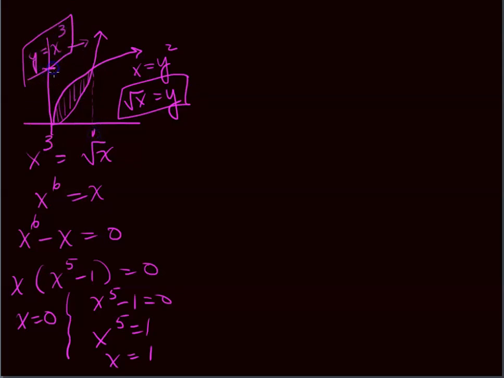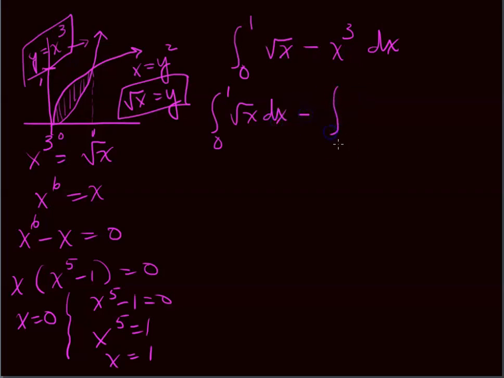So this is a 1 over here also. So we want the area between, we have to go from 0 to 1. And we want the f, the one above, which is the square root of x, minus the one below, which is x cubed, dx. Now we can do these individually. The integral from 0 to 1 of square root of x dx minus the integral from 0 to 1 of x cubed dx.